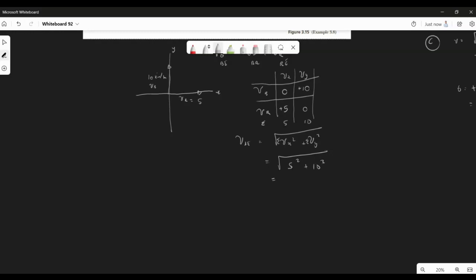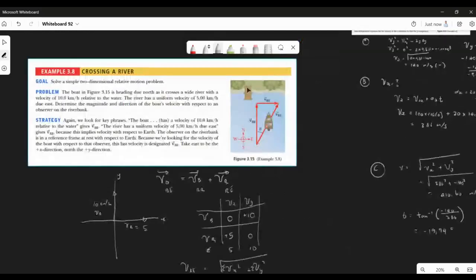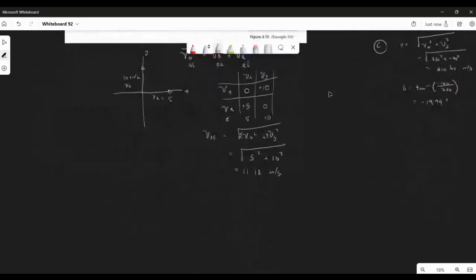You should get 11.18. Did all you guys get that? Are we all happy with this? Right, so we're saying the velocity with respect to the observer there, the boat is moving at 11.18. Obviously, we just need to find an angle. Straightforward. The section is not difficult, guys. Promise you. Straightforward. What is that now?